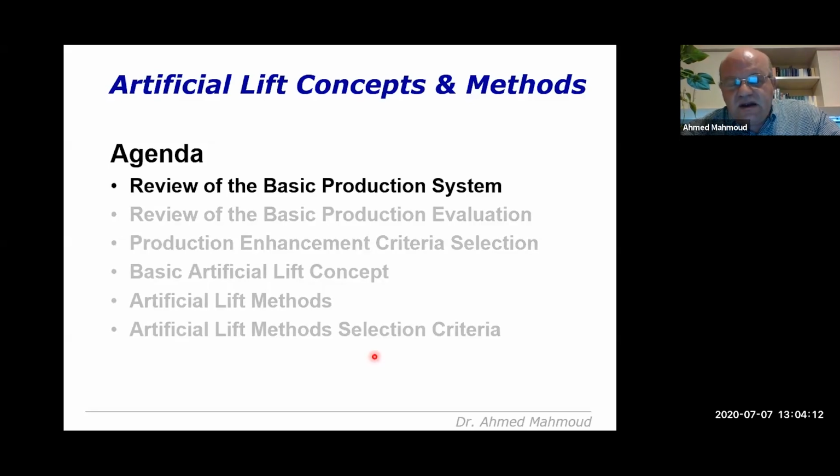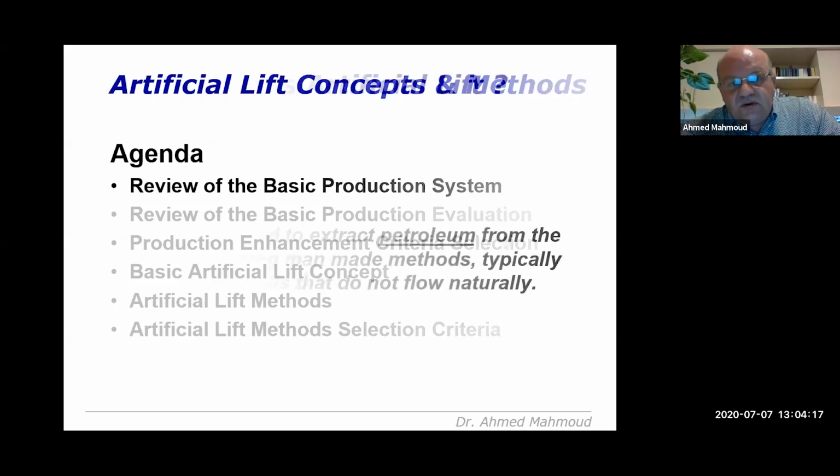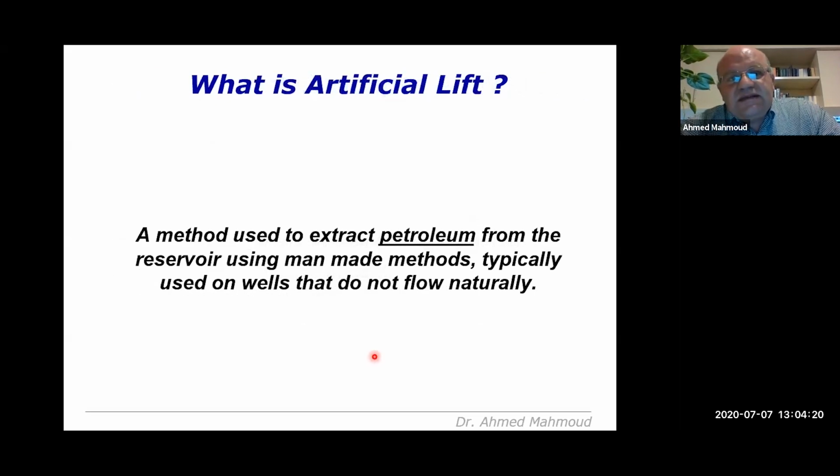First of all, we will start by reviewing the basic production system, which I'm sure most of you, if not all of you, know. But first of all, let's identify what an artificial lift is. Artificial lift is a very important aspect of the production engineering sector in the entire oil field. And to make it very simple and clear, we need to identify the meaning of artificial lift, and we will stick to this definition.